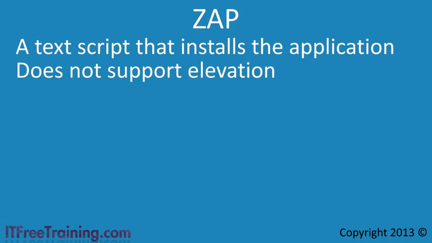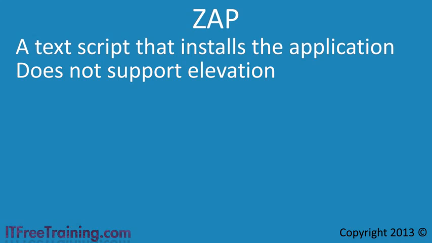First, a ZAP file does not support Elevation. Elevation is the process for using a different set of credentials to install the software. The Windows installer can use the system account to install the software. This means that the user that logs into the computer does not require administrator access. In order to use ZAP files, the user that logs in requires enough access to install the software, which in most cases will mean administrator access.